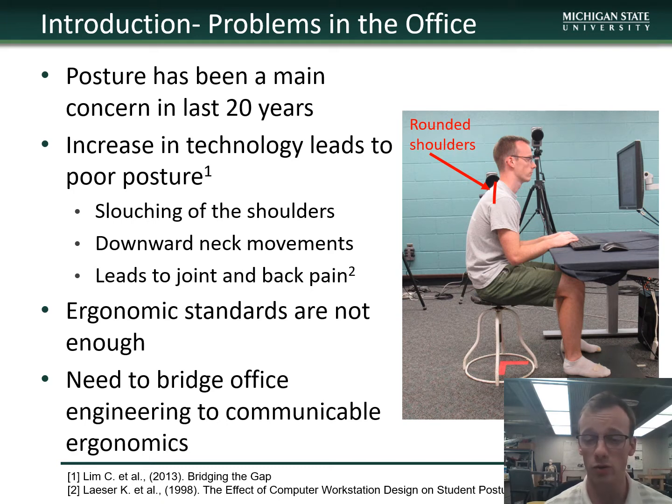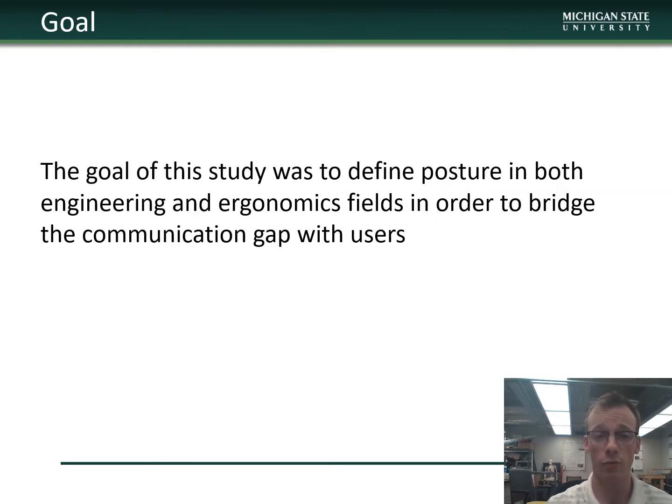ankle and knee angles should be at 90 degrees, the back should be completely erect, and the shoulders should be square. However, these standards are rarely known and even less are followed. Therefore, there is a need to bridge office engineering to communicable ergonomics to benefit the user. Therefore, the goal of this study was to define posture in both engineering and ergonomic terms in order to bridge the communication gap with the users.